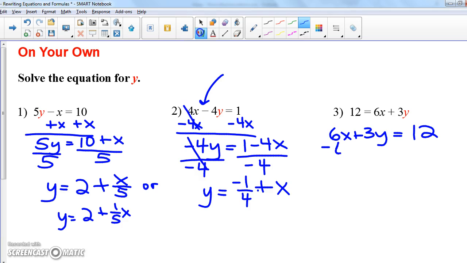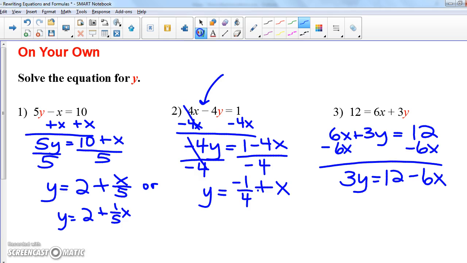So I'm going to go ahead and subtract the 6x. That gives me 3y equals 12 minus 6x. And then I'm going to divide by 3. And that's going to give me y equals 12 divided by 3 is 4. 6 divided by 3 is 2. And there's a subtraction sign there. So it's y equals 4 minus 2x.